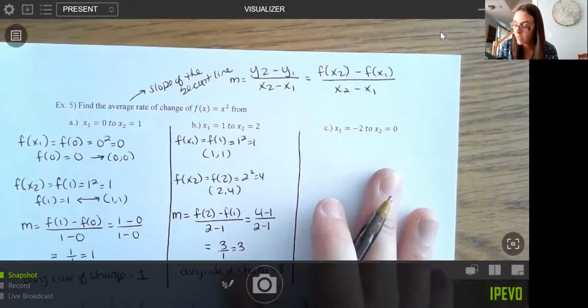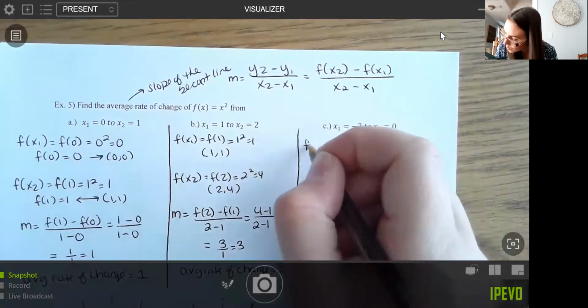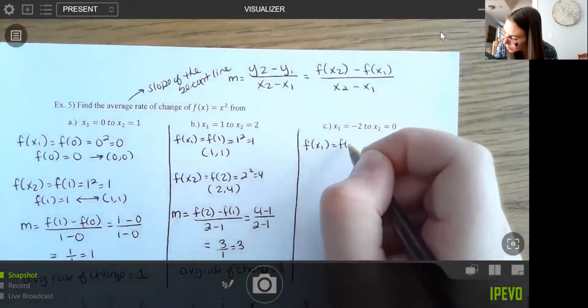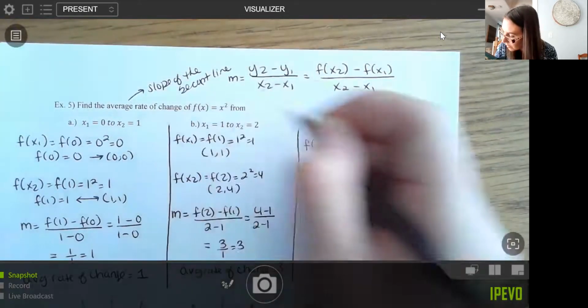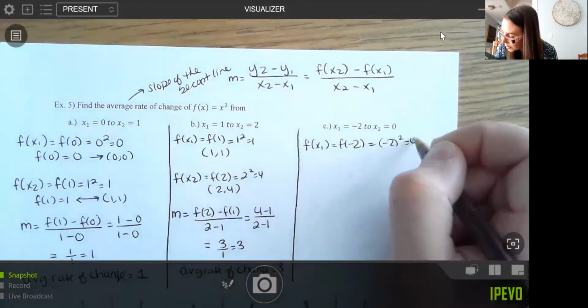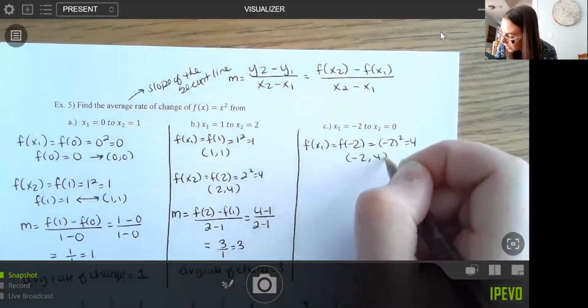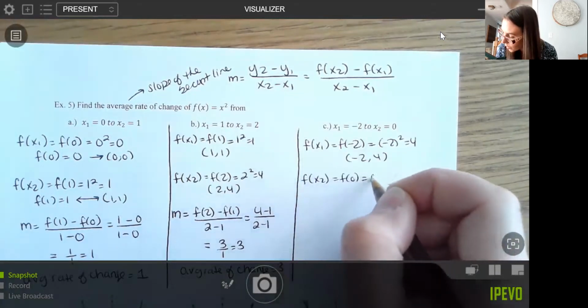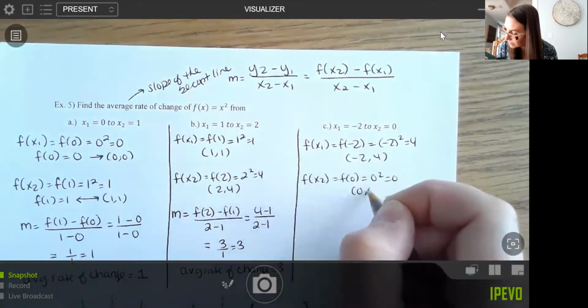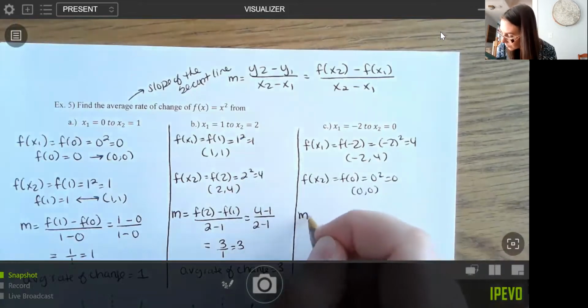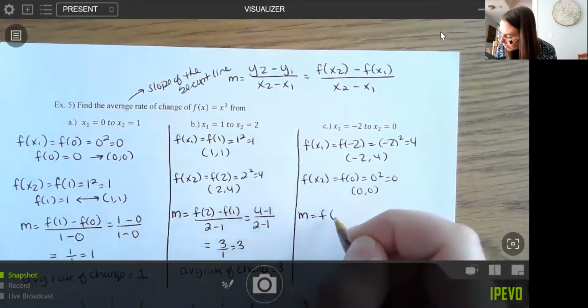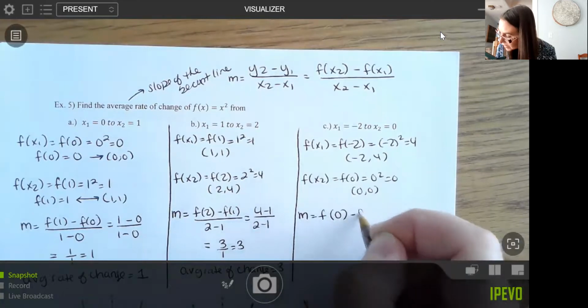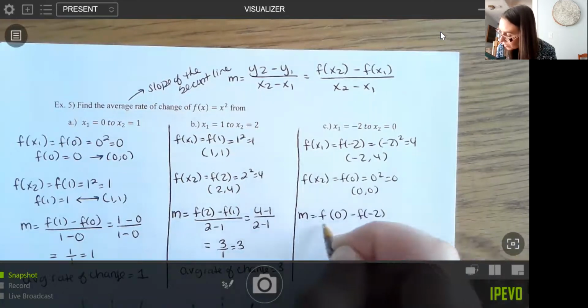And then we're going to do the same thing here. For f of x1, we're looking at what negative 2 is. I plug this into the formula. Negative 2 squared is 4. So the first point I have is (-2, 4). And then we already found f of 0. It's just 0 squared is 0. So we have that point (0, 0).